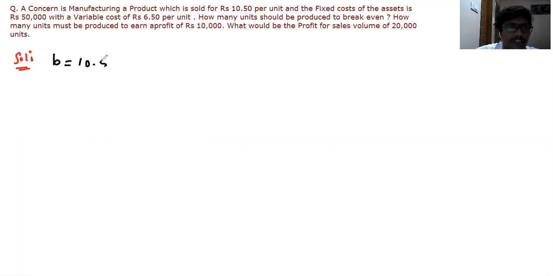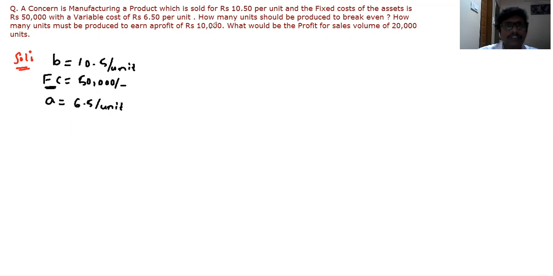It is given in the question as 10.5 rupees per unit, and the fixed cost of the assets is rupees 50,000. The fixed cost parameter is constant with respect to production level. So it is a parameter which is independent of the production quantity. It is given as 50,000 rupees with a variable cost of 6.5 per unit. The variable cost concerned with the product is rupees 6.5 per unit.